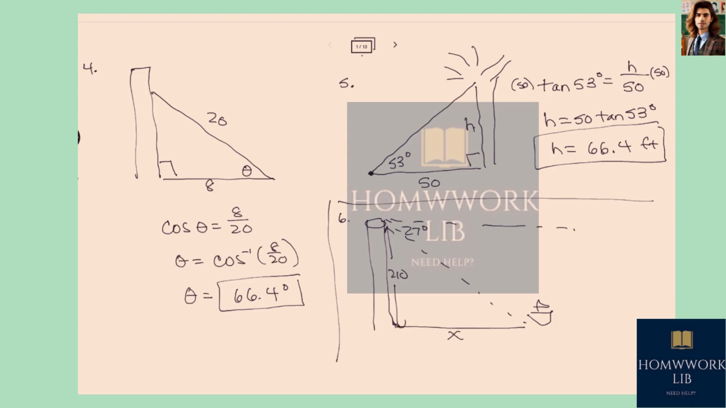So I want X. If this angle is 27, then so is this angle, because they are alternate interior angles. Now I have an angle, the side opposite, and I'm looking for adjacent. Tangent of 27 equals opposite over adjacent. 210 divided by tangent of 27 degrees. That measure is 412.1, and this is again in feet.